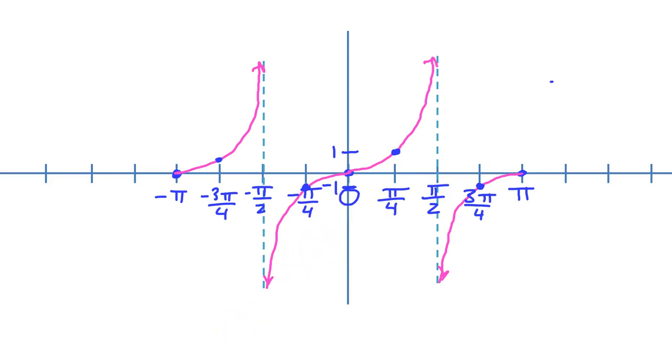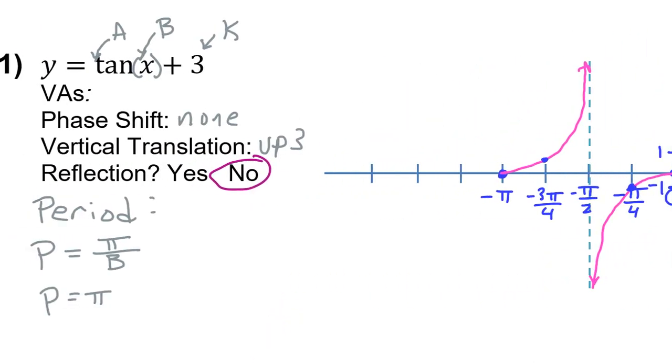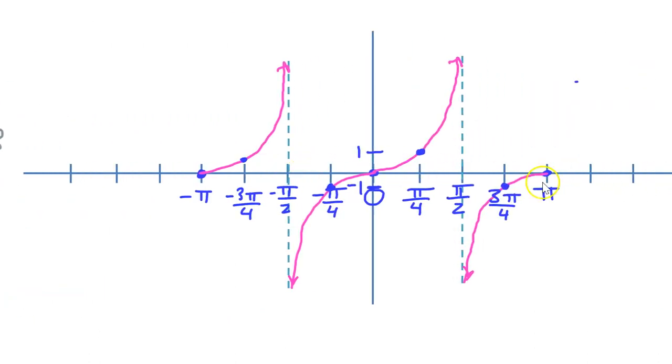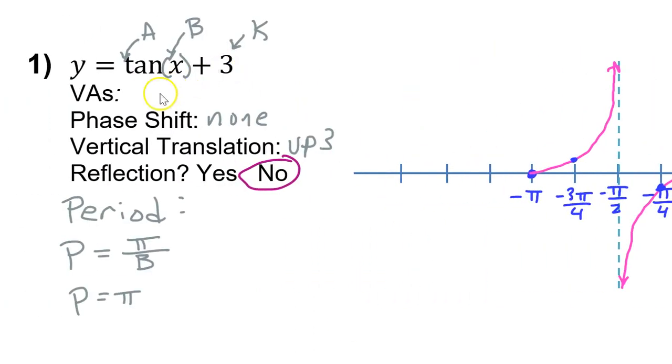All right, I think that's it for problem number 1. Oh yeah, vertical asymptotes. We're supposed to list out the vertical asymptotes. Now we have 2 of them showing right here. We have a vertical asymptote at -pi/2 and +pi/2. So let's write that down. A vertical asymptote, or any vertical line, is always x equals a number. So x equals -pi/2 and x equals +pi/2.